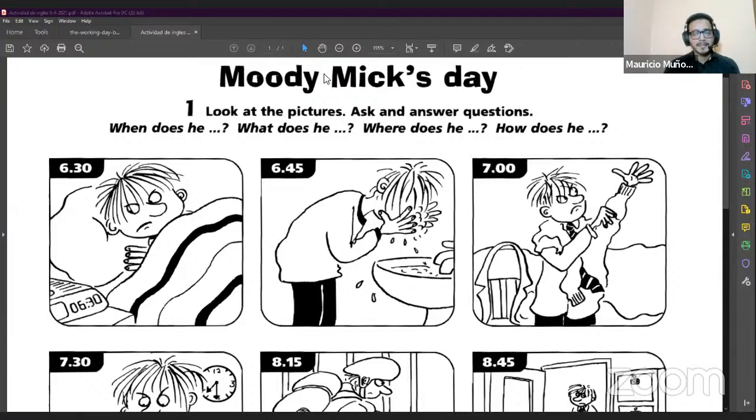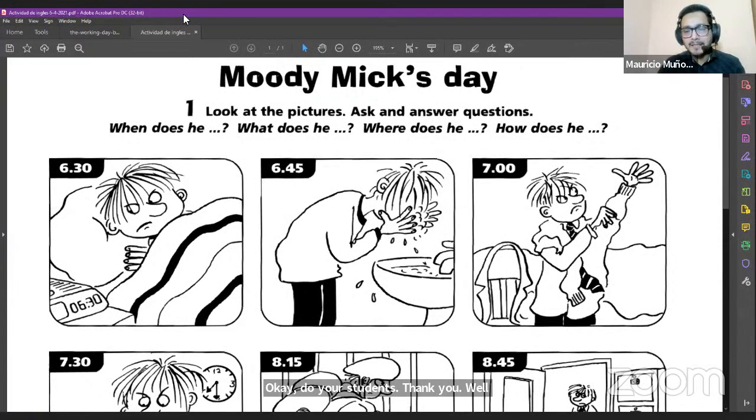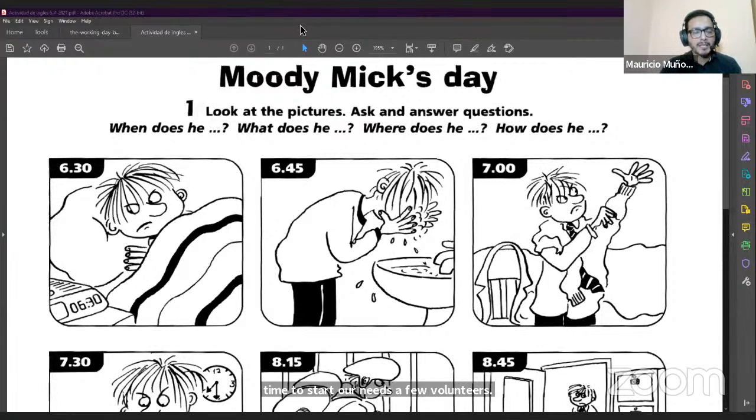Okay, dear students, thank you. Well, I think it's time to start. I will need a few volunteers who want to start with pictures 1, 2, and 3. Okay, Anon Suarez, thank you. Could you please describe the 3 pictures, 1, 2, and 3? Please start.